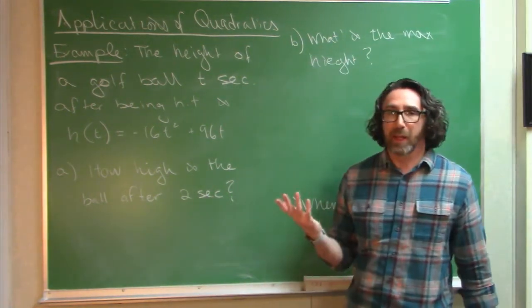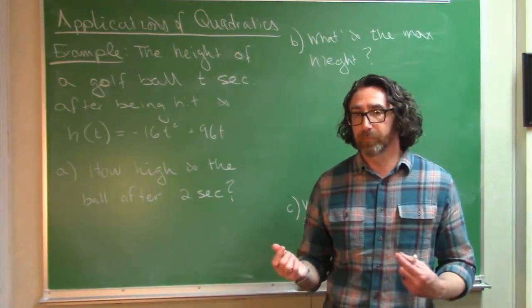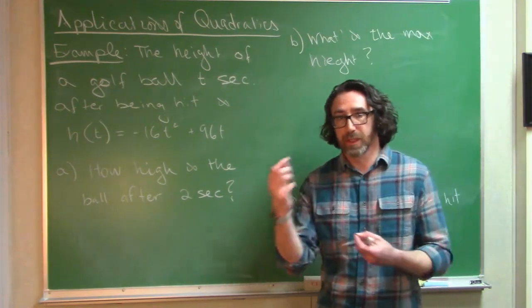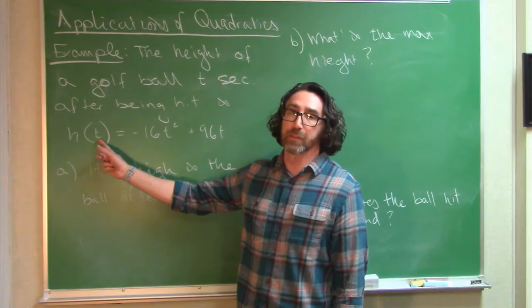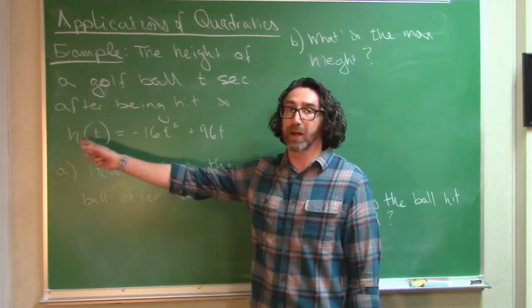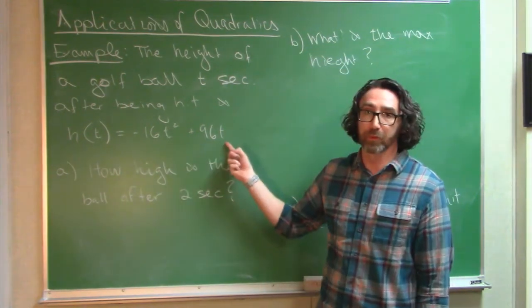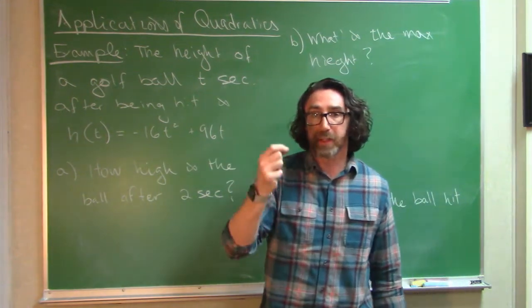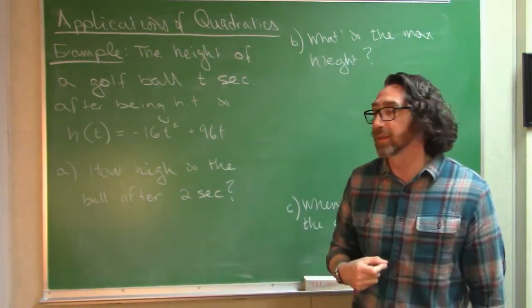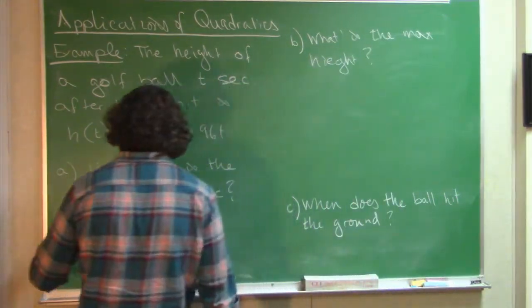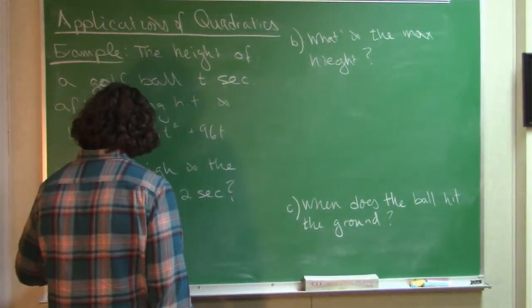How high is the ball after 2 seconds? Well, remember a function takes an input value, gives you an output value. This function takes an input value of time, and the output value it gives, using this recipe, is the height of the ball at that time. So input time, output height. So this is just a matter of finding h of 2.